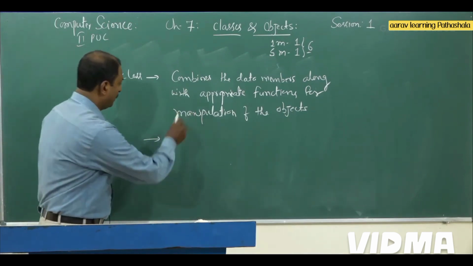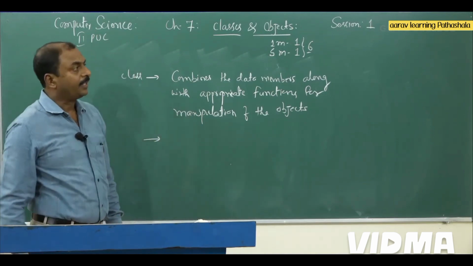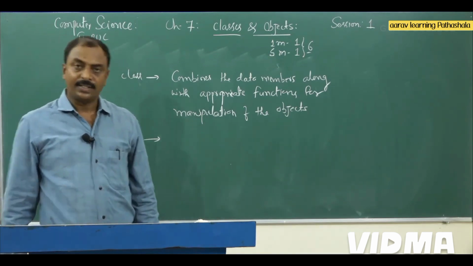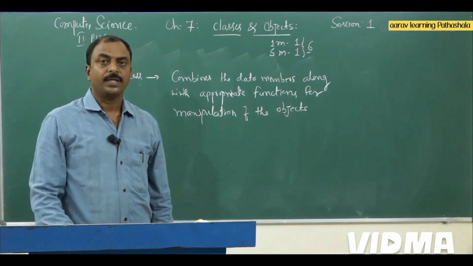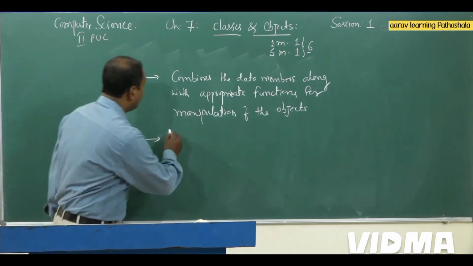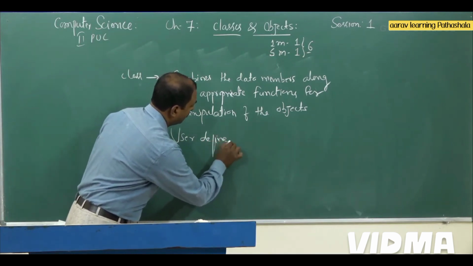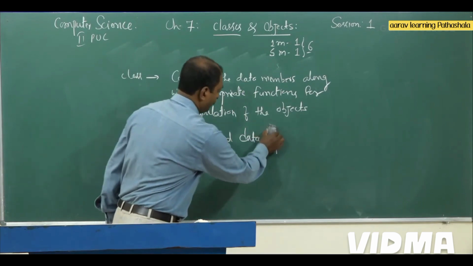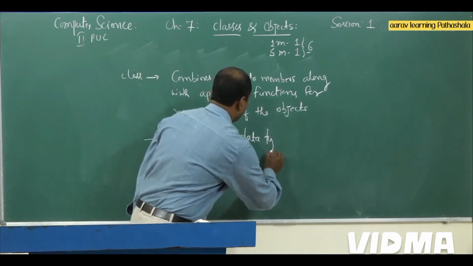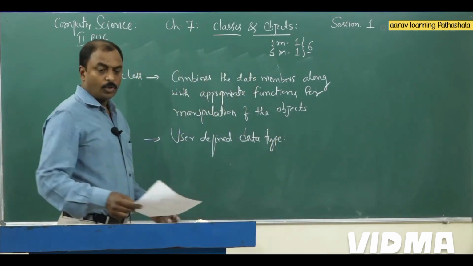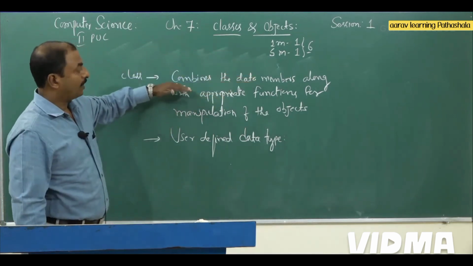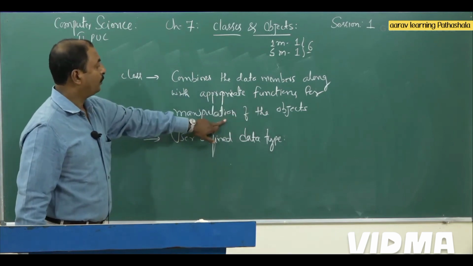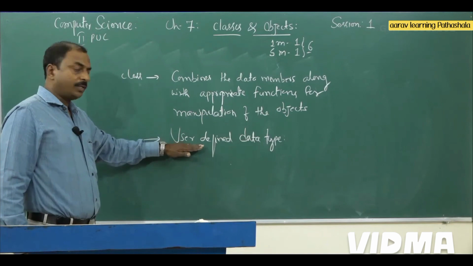And here you also know, just recall what you have learned last year, data types of C++. There are three types of data types in C++: fundamental data types, derived data types, and user defined data types. So this class is a user defined data type. Okay, students, hope you have understood what is a class and object. How do we represent class as well as objects? So this class combines the data members along with the functions for manipulation with respect to objects, and it is also a user defined data type.